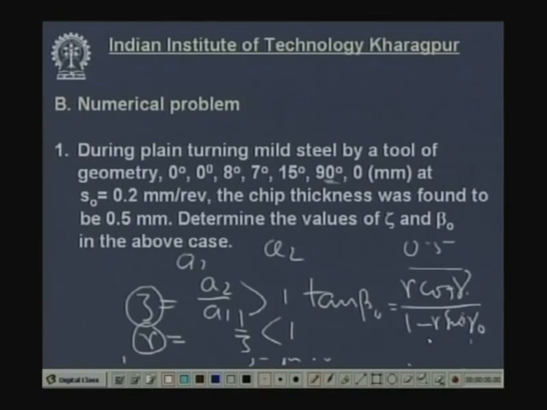So, this is about the mechanism of chip formation, the characteristics of the chips, built up edges, and then classification of the chips. And you can practice a few more; you will find a lot of quiz questions in books, and you can try to solve them.